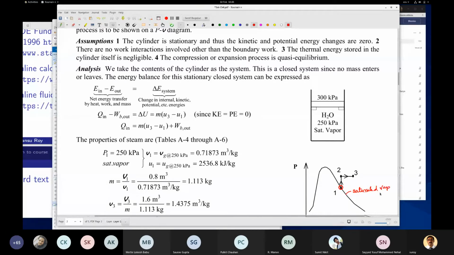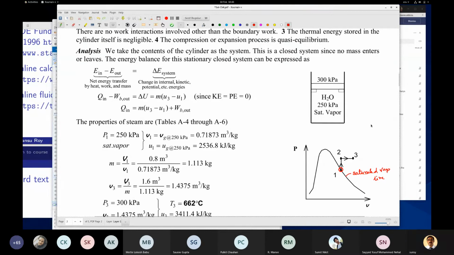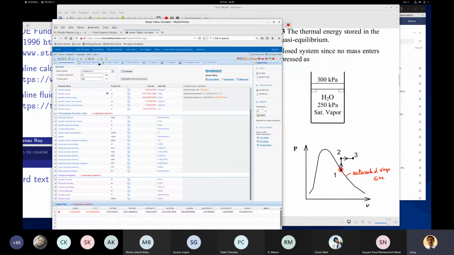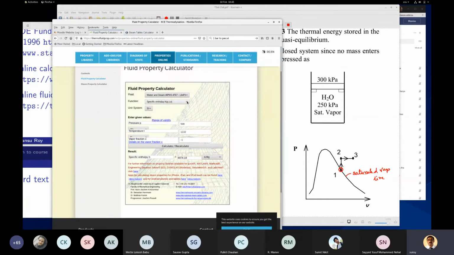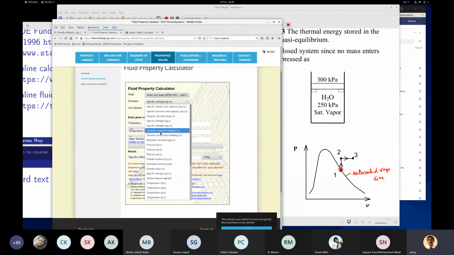Vapor line. So this is the saturated vapor line. So in the previous problem, it was superheated, right? It was all vapor. Now it is saturated. So for the saturated condition at 250 kilopascal, what is the saturated condition? If we look this up here, for 250 kilopascal, let us look at the other one.